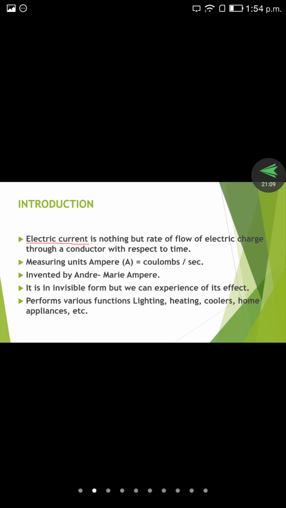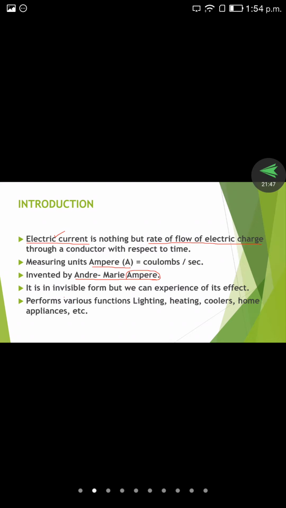Electric current is nothing but the rate of flow of electric charges. Simple definition: the rate of flow of electric charges is called electric current. It is measured in amperes, that is coulombs per second. It is named after Andre-Marie Ampere, the scientist who discovered the current, so in his name the unit is measured as amperes.